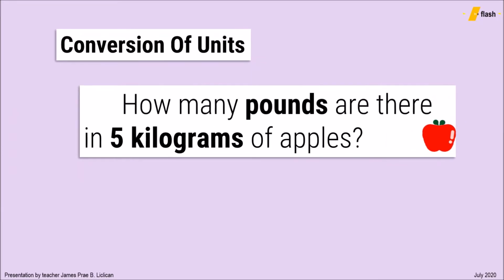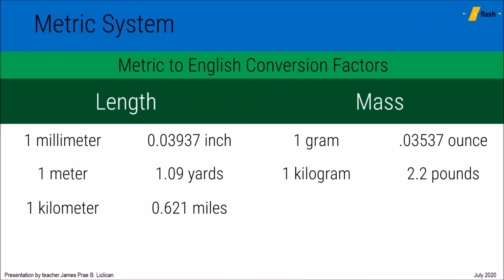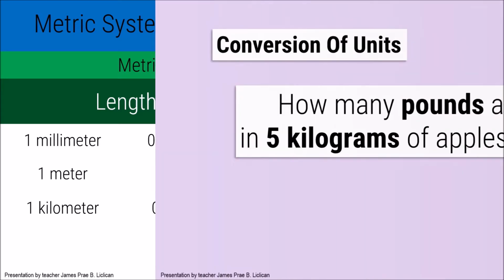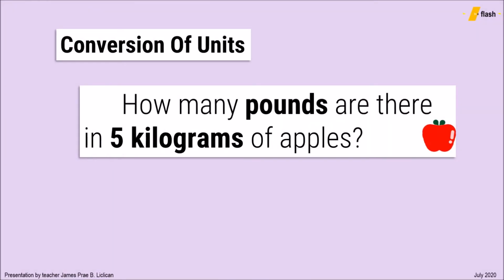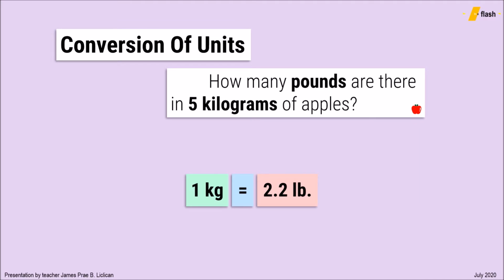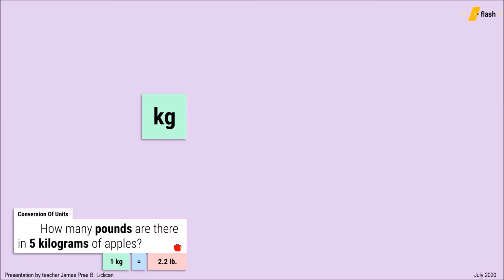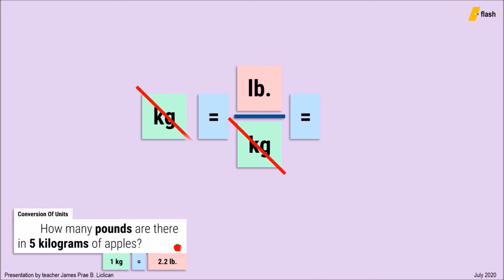Let's take one for example. How many pounds are there in 5 kilograms of apple? To do that, we have to look at the conversion factor from metric to English system, and that's 1 kilogram is equal to 2.2 pounds. To get the final answer, we must apply the cancellation method to make sure that the unit we want remains from the equation, while making sure that other units are similar in both the numerator and denominator so they can be cancelled. Let's see it in action.